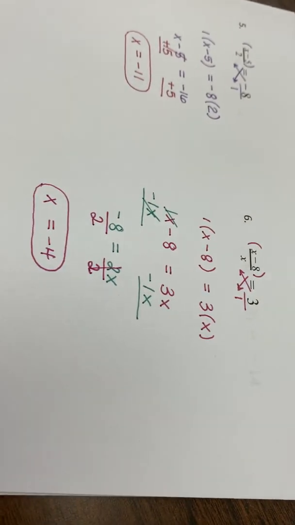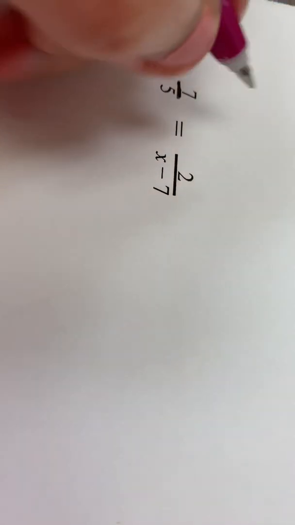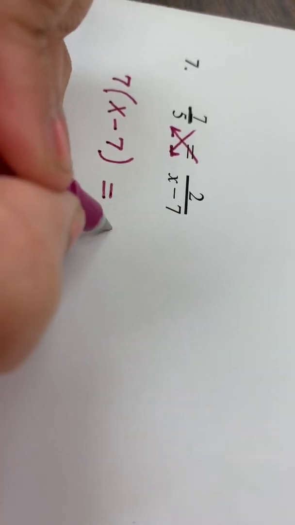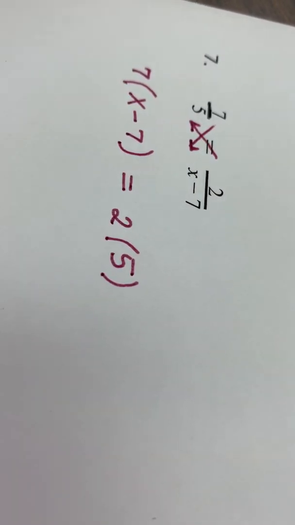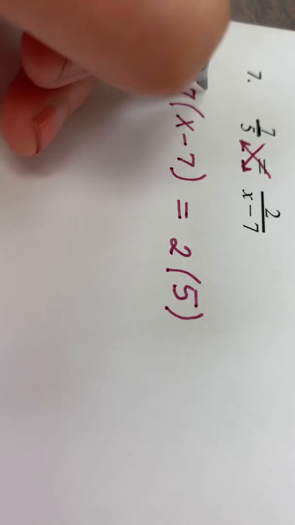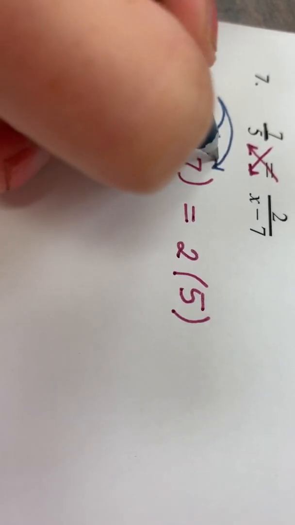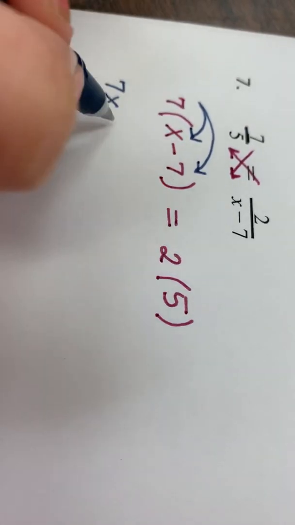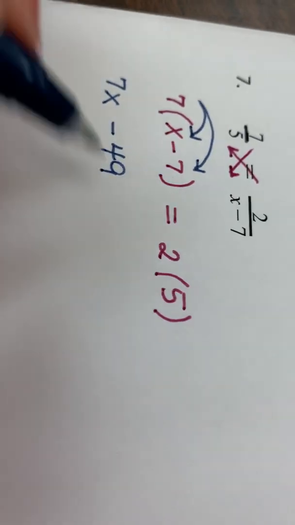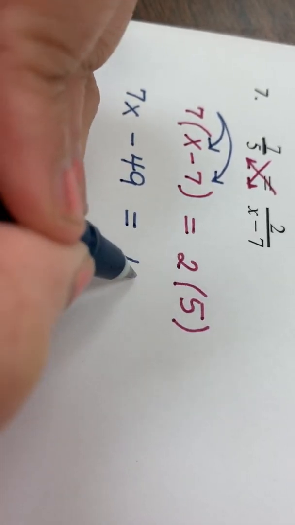All right, hopefully you got all of that. We're going to look at number 7. Okay, both sides have a fraction, so we are ready to cross multiply. We have 7 times x minus 7 equals 2 times 5. All right, this time it's not a 1, so we are going to see the distributive process. 7 times x is 7x. 7 times negative 7, that's negative 49. Equals 2 times 5, which is 10.